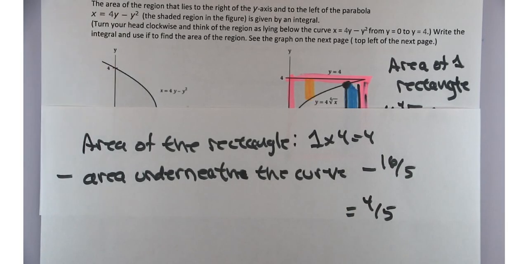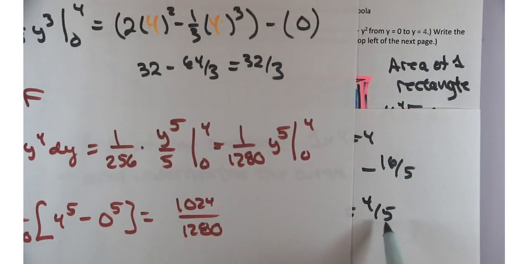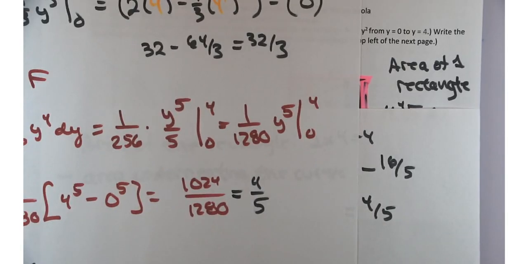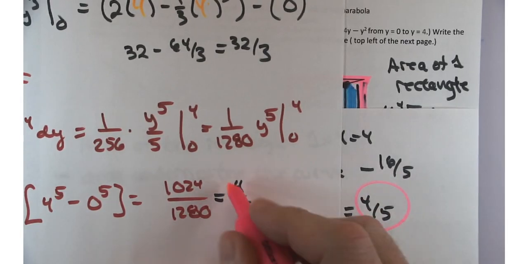And for a second, you might be worried. It's like, well, wait a minute, Mr. Parent, those aren't equal. But yes, they are. If you put that in lowest terms, you'll get 4/5. So you're getting the same answer either way, which is a good thing. So that one and this one match.